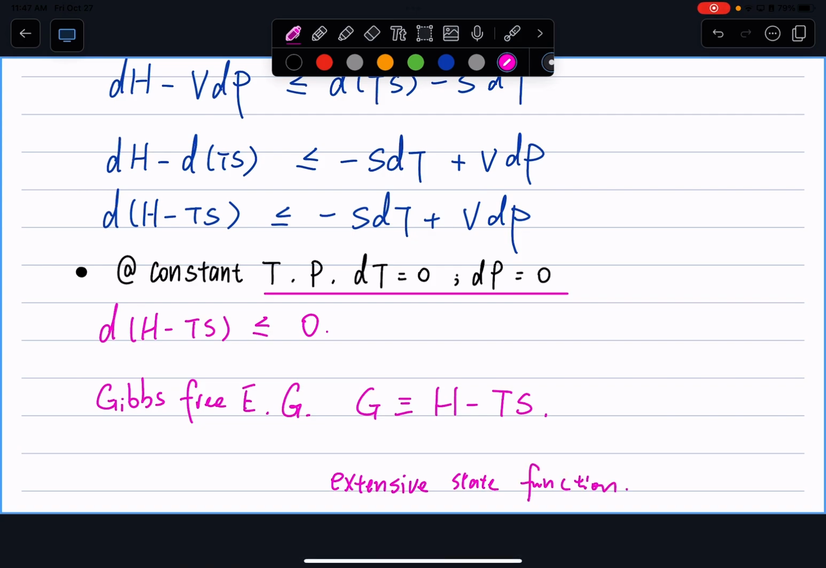Or the other way to think about it is, what about TS, right? Temperature times entropy. That is also an extensive state function because you can do plus and minus of these terms.